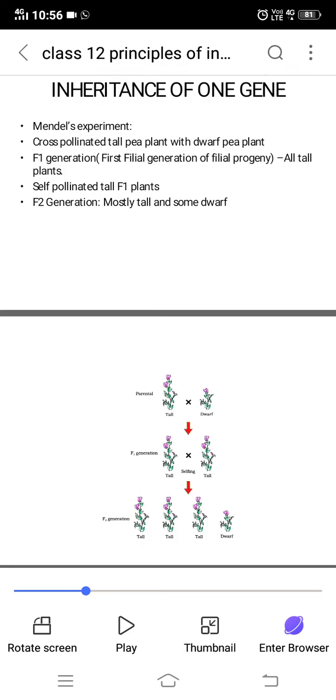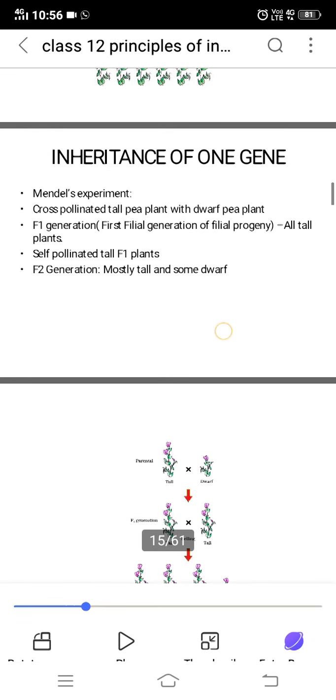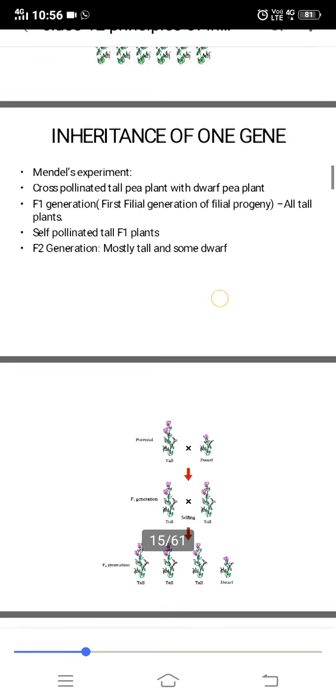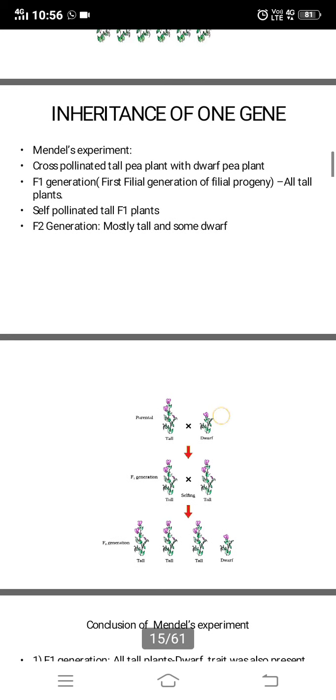Hello students, we will continue the next topic of chapter 5, inheritance of one gene. Inheritance of one gene is like the monohybrid cross which you have studied in class 10th. It is Mendel's first experiment, and what did he do in that? He cross pollinated a tall pea plant with a dwarf pea plant. So tall pea plant, capital T, capital T, you can see here, and a short dwarf pea plant.